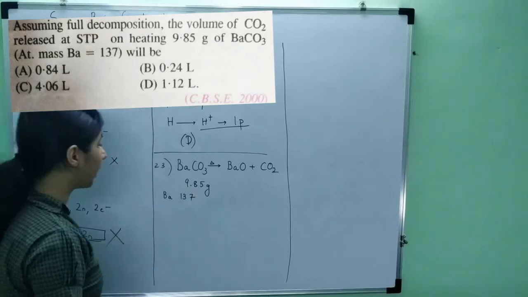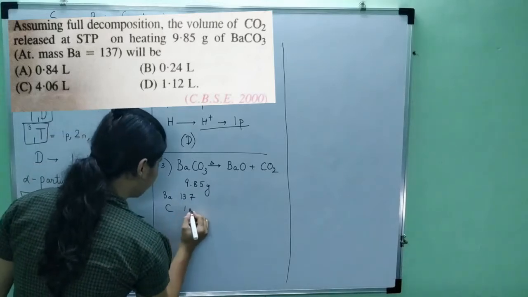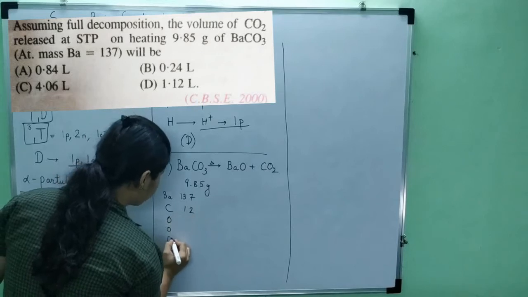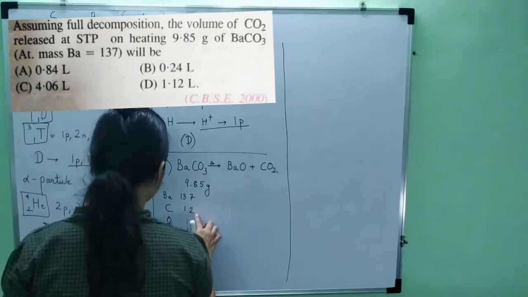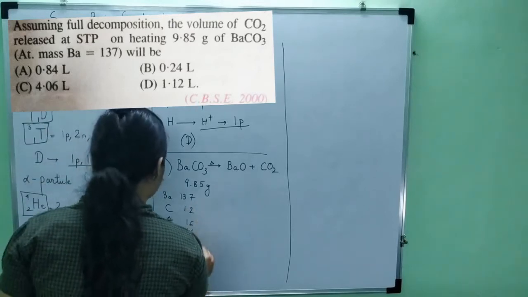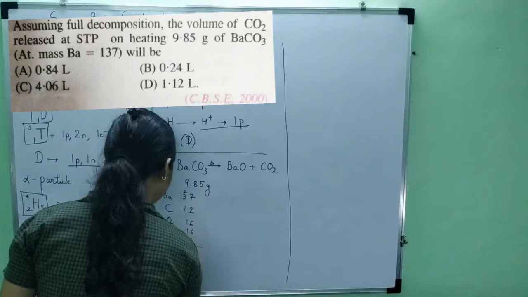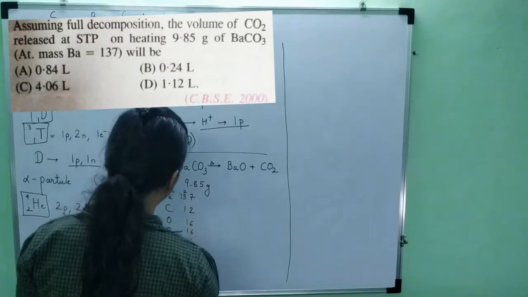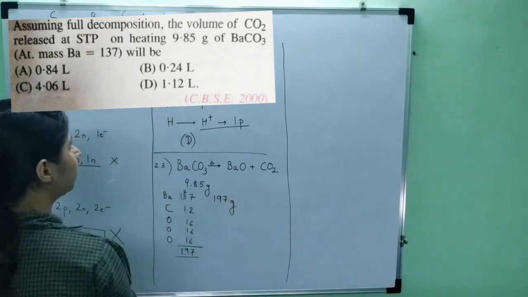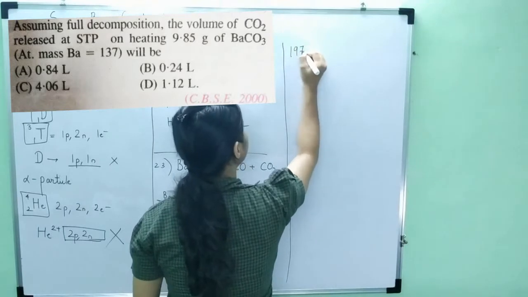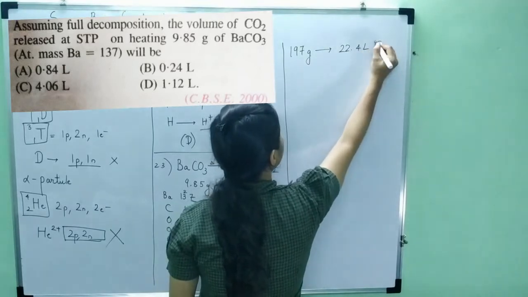So if you see, the higher atomic masses are given. It is not expected that you remember such high atomic masses. Carbon is 12 and 3 oxygens is 16 each. So if I find the total molecular weight, it comes out to be 197. So the molecular weight of barium carbonate, 197 grams, will release 22.4 liters of carbon dioxide.